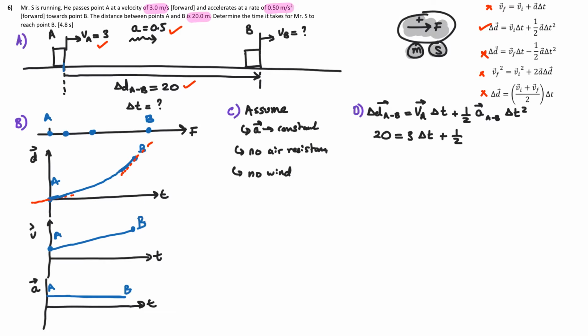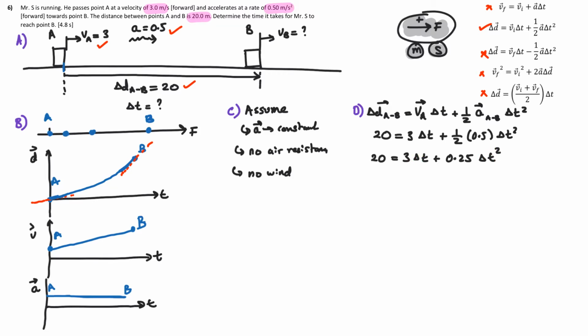My acceleration here is 0.5. It's going in that direction, and that's also in the positive forward direction, so I'm going to use a positive value and change in time squared. Okay, let's simplify this as much as we can. So we got 20 is equal to 3 delta t plus 1/2 times 0.5, which is 0.25, or 1/4, change in time squared.